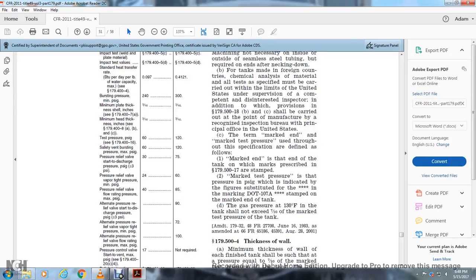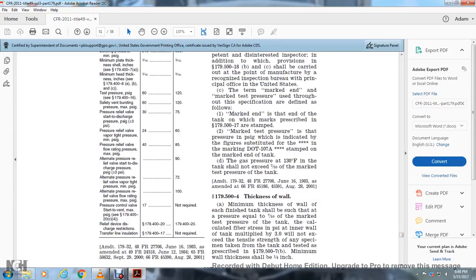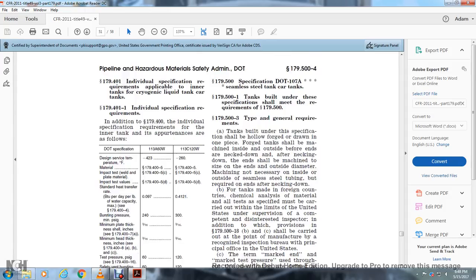maximum pressure PSI gauge, alternating pressure relief valve starting to discharge pressure of 3 plus or minus PSI, alternating pressure relief valve vapor tightness minimum pressure PSI gauge, alternating pressure relief valve flow rating maximum PSI gauge, pressure control valve starting venting maximum PSI gauge, relief valve device discharge restriction, transfer line insulation.